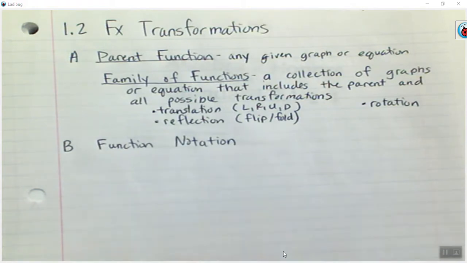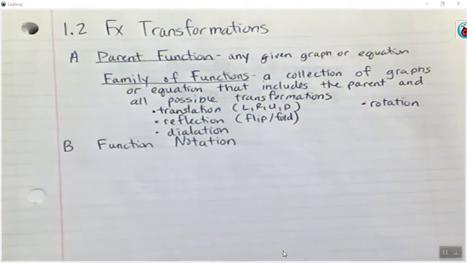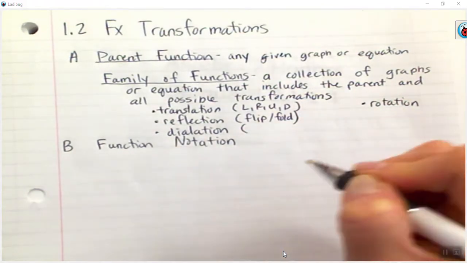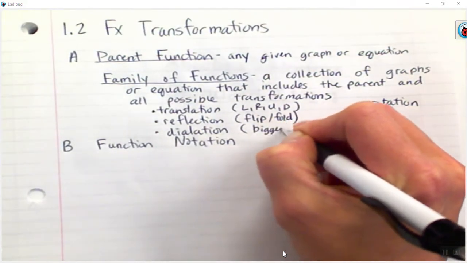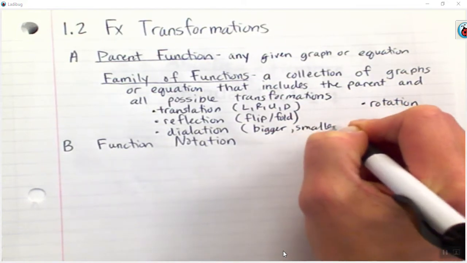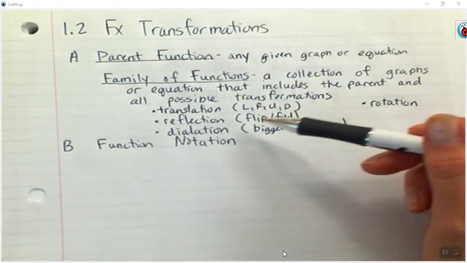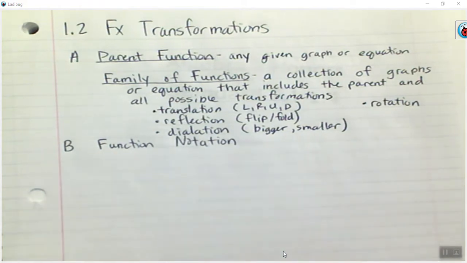Yes? Dilation. Yes, dilation. Okay, what did dilation do to the pictures? Made it bigger or smaller. Okay. Bigger, smaller, yeah, that's fine. All right, guys, that's all we're going to do right now. We're going to go left, right, up, down, flip or fold, big or small. That's it. Except this is not geometry, and we are going to put function notation that goes with it. That's what we're going to add.